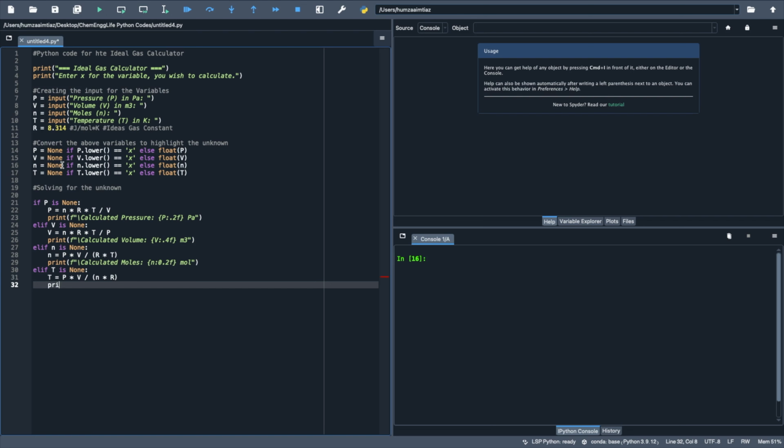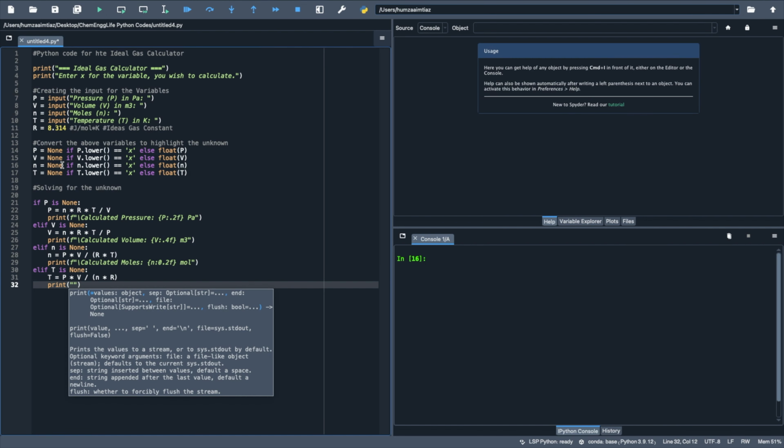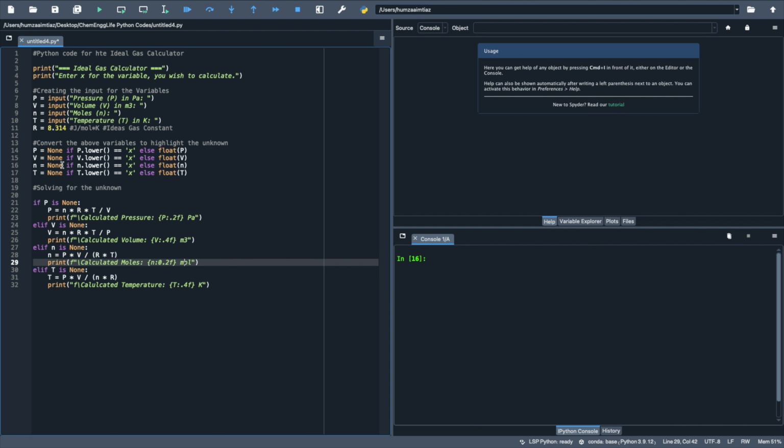And then we're going to write print, and that would be, again, calculated temperature, and that is equal to, again, T 0.4f, because it's 4 decimal places and in kelvins. And likewise here, it's not 0.2, it's actually just .2f. That means that the output that we're going to get is in 2 decimal places. And for temperature, it is also going to be in 2 decimal places.